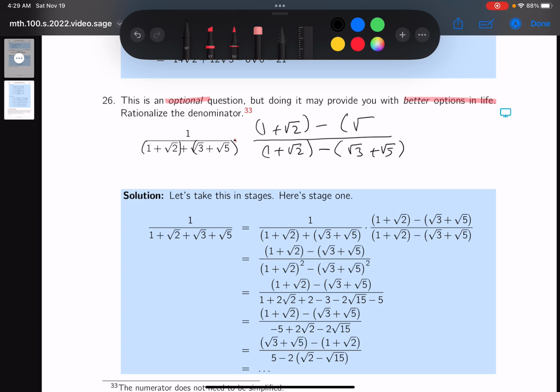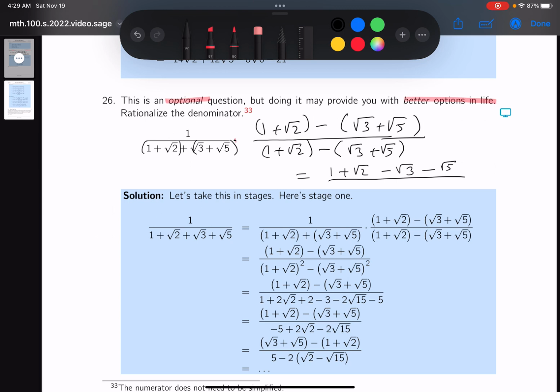Granted, this is not easy to do, but it is doable, right? And if you were to do that, the top is not difficult, by the way. The top just turns out to be, let me write this down for you, 1 plus root 2 minus root 3 minus root 5. It's the bottom that's so difficult. What do you get in the bottom?